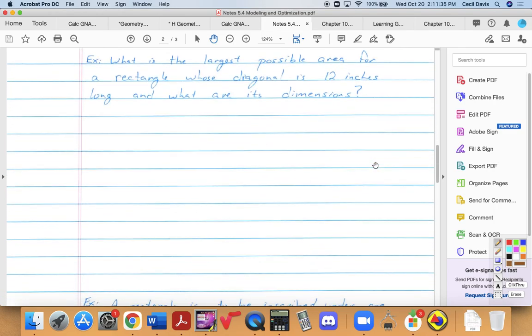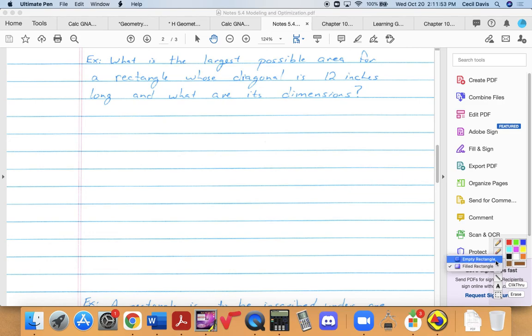Page 2. What is the largest possible area for a rectangle whose diagonal is 12 inches long, and what are its dimensions? Now, this is one where in the end, you're not going to be at all surprised by this if you know anything about shapes. So, I'm going to draw a rectangle.